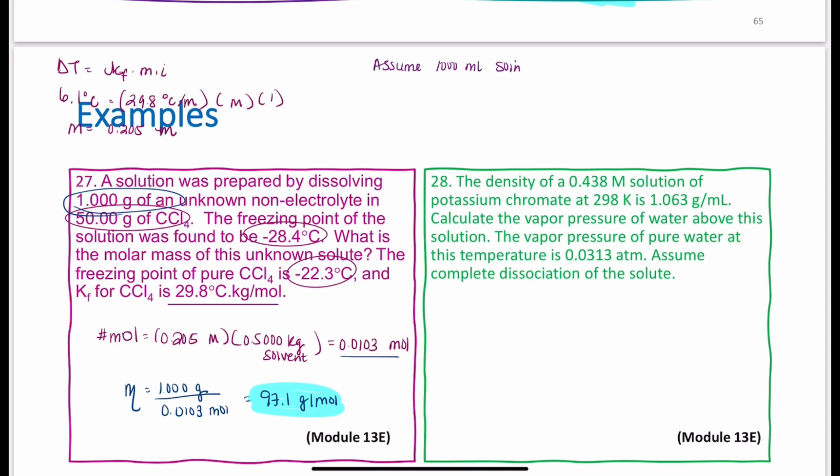Why 1,000? I'm given a molarity. That would mean I have 0.438 moles of potassium chromate, not dichromate. I know that potassium chromate is going to split into 2 potassium ions and 1 chromate ion. So I know my i value is 3.